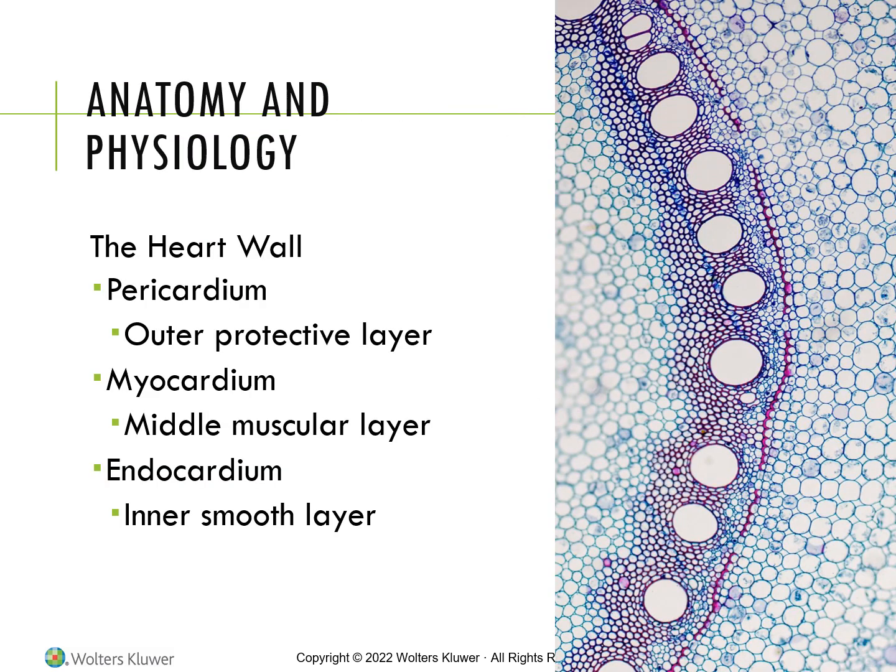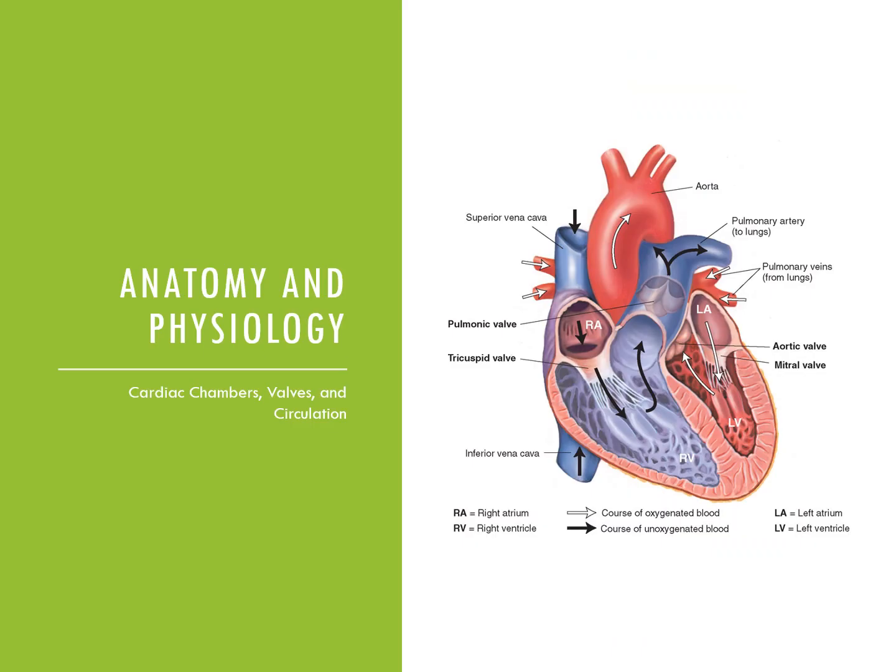There are three layers of the heart wall. The pericardium is the outer layer which protects the heart. The myocardium is the middle muscular layer, and the endocardium is the inner smooth layer. You will hear terms such as pericarditis, myocarditis, or endocarditis, which all refer to the layer of the heart affected. This picture is helpful in visualizing the cardiac chambers, valves, and the route of circulation.